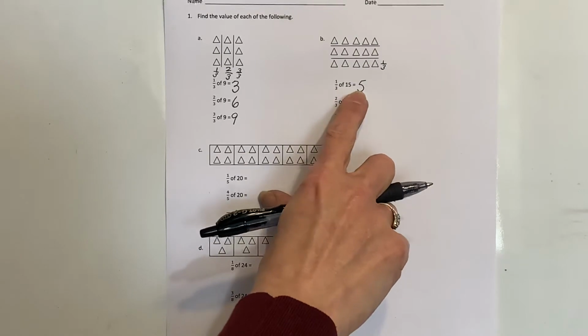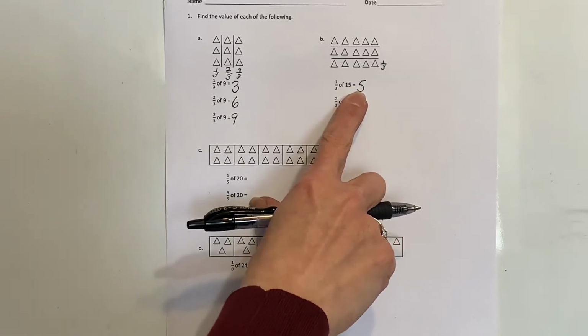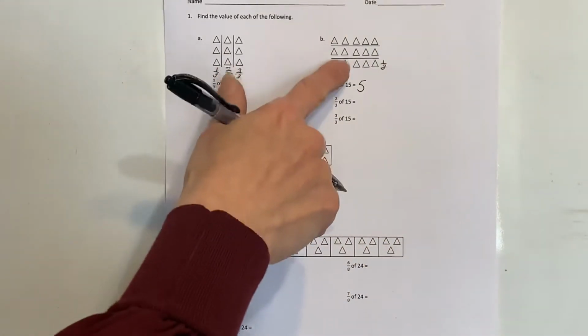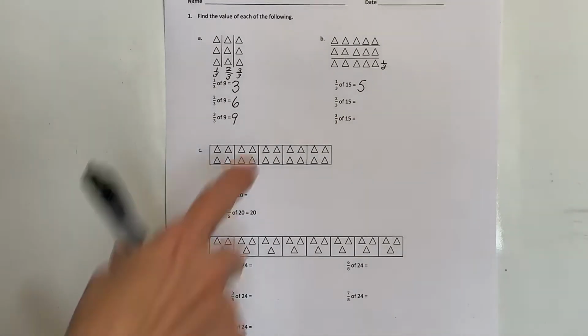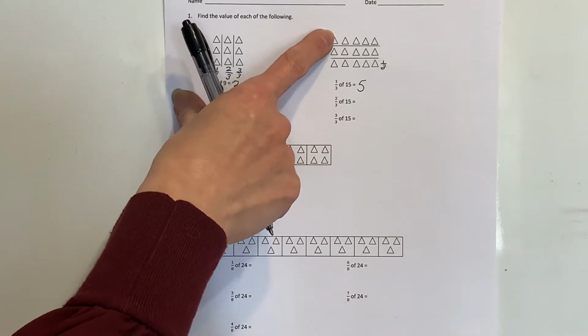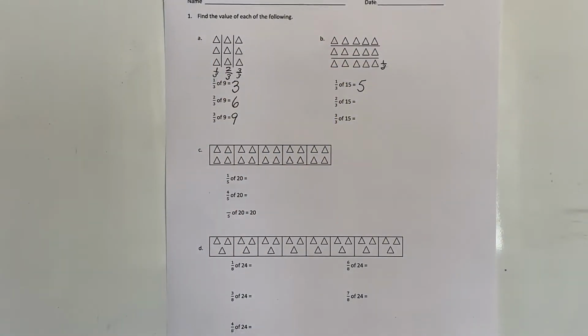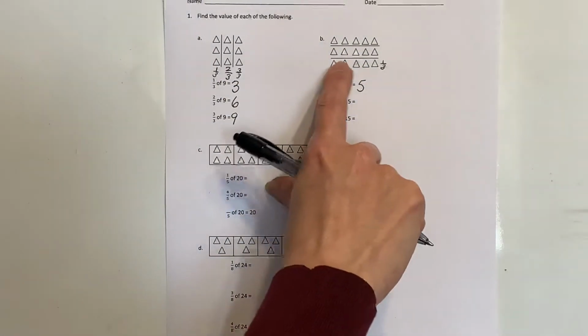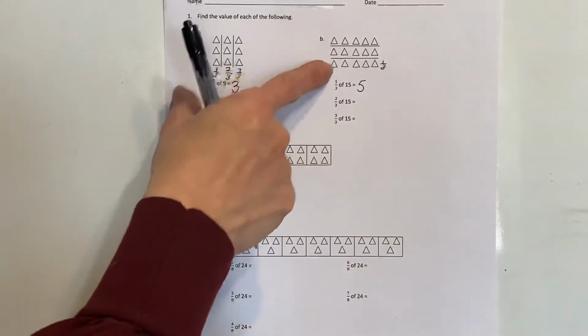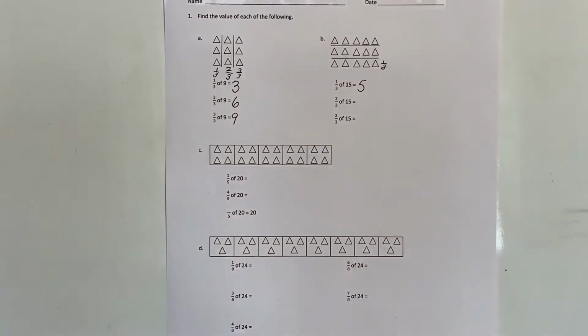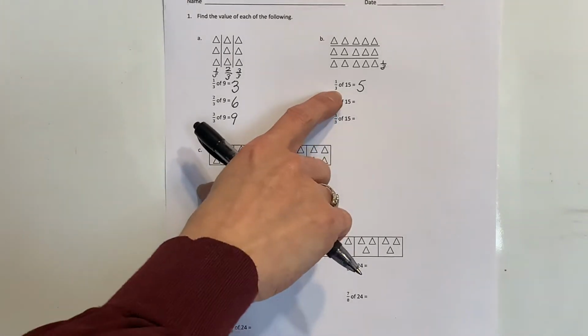So 1/3 of 15 would be 5. Now, if we try to do it this way, let's see what happens. I don't have thirds. I have 1, 2, 3, 4, 5. I have fifths. So that's how I determined that I would be going this direction instead of this direction, because that denominator is what rules. The denominator rules the whole thing.